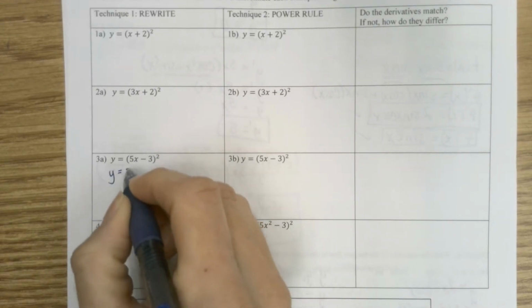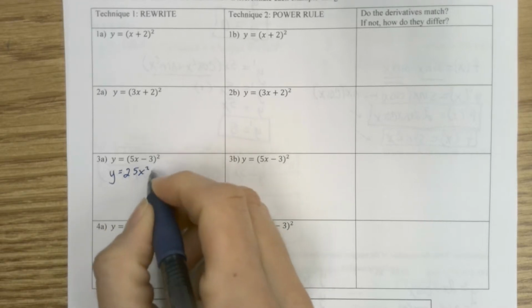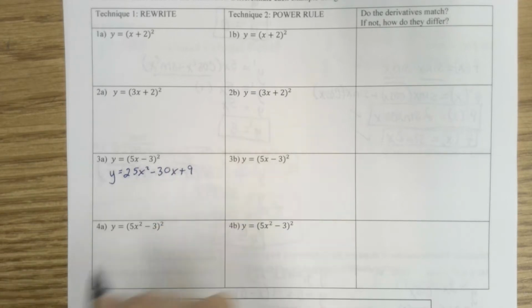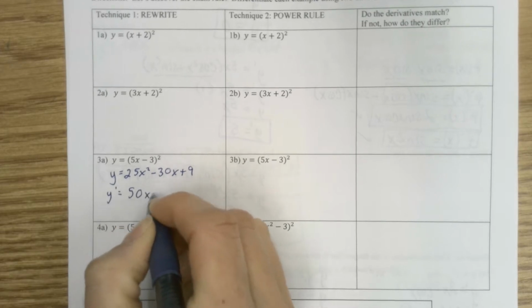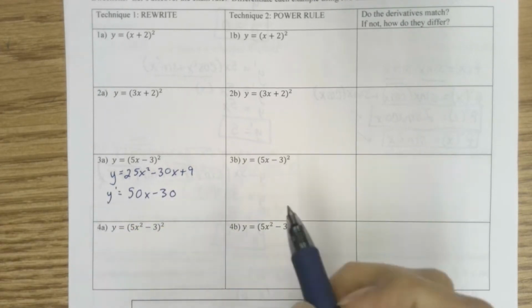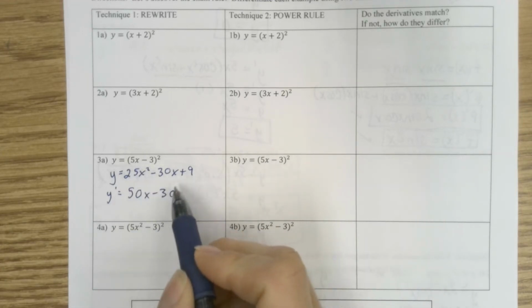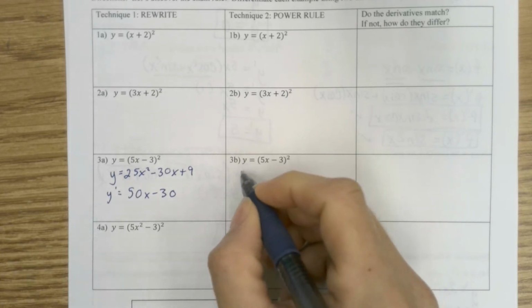So I would expand this out. So we would have 25x squared minus 15x minus 15x, so minus 30x plus 9. And then I find my derivative using my power rule, so we would have 50x minus 30. So what I want to explore today is, can I, instead of expanding with a rewrite first and then differentiating, can I just apply my power rule right now?